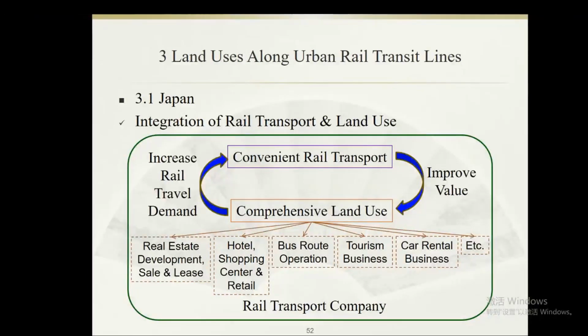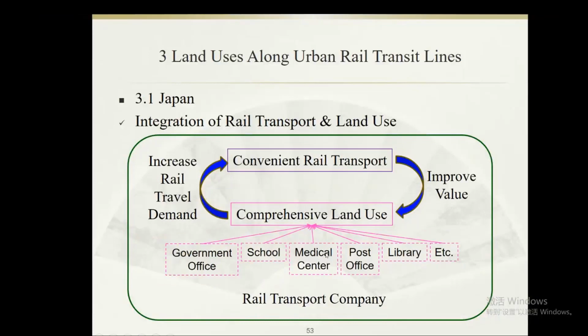The improvement of the value of the land around the railway station will attract, for example, government offices, schools, medical centers, post offices, libraries around the railway station. And then this will again increase the rail travel demand. Increased rail travel demand will make rail transport more convenient, because more people taking the railway will earn money to construct more railway lines. And then convenient railway transport will again improve the value of the land around the railway station. At this time, don't forget, the land around each railway station is owned by whom?